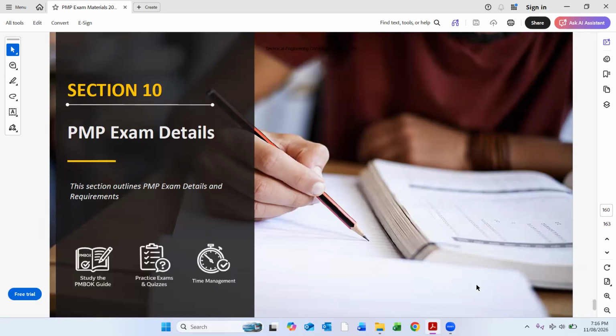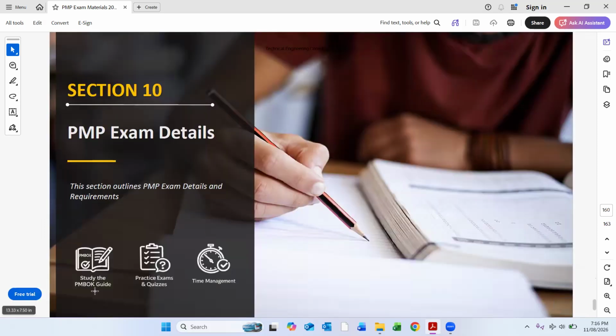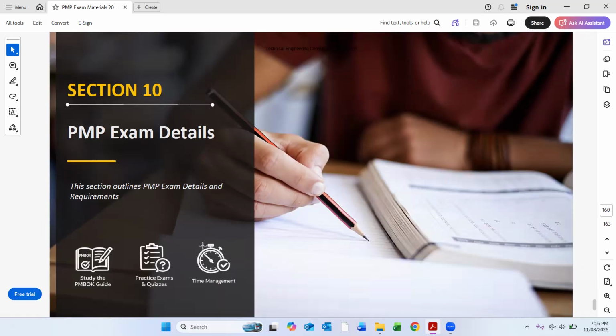So now we will discuss the PMP exam details. This section outlines the PMP exam details. You should study the PMBOK guide and practice exam quizzes, and you should have a high understanding of time management in the exam. You should not stick to one MCQ for long, and it should not take 15 minutes. You should know how to answer the exam within the specific time frame.